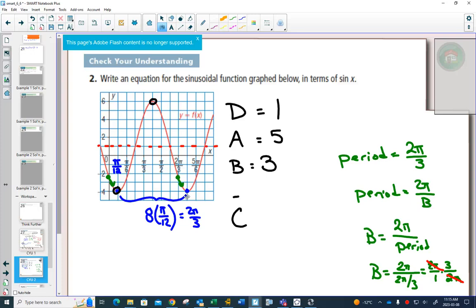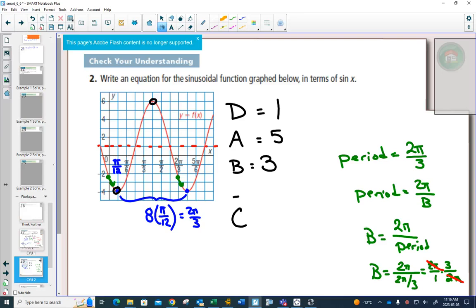So now we've got our D value, our A value, our B value. Final thing is we need a C value. The C value is your starting point. Since we're figuring out a sine graph, we have to ask ourselves, where does a sine graph start? I've been saying this over and over again. A sine graph starts in the middle, going up.